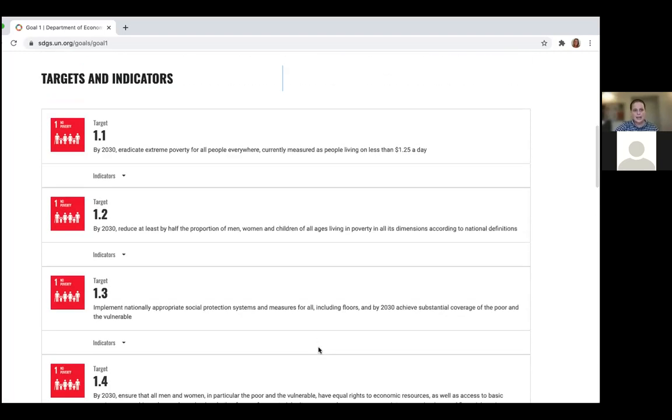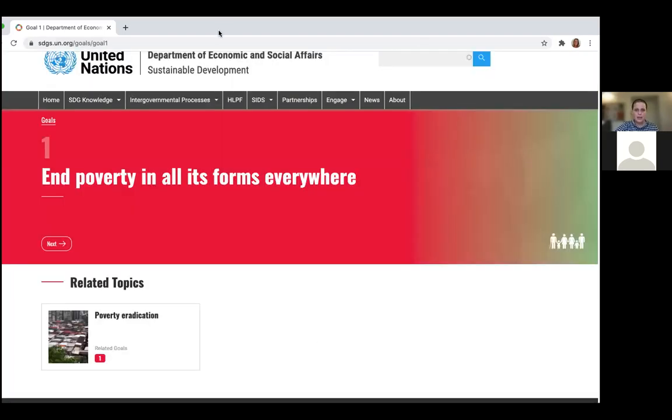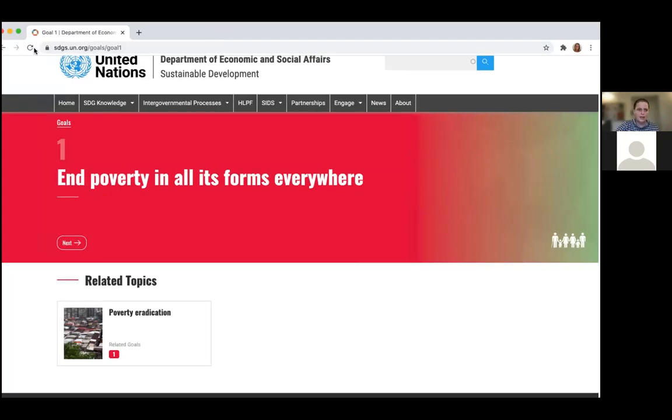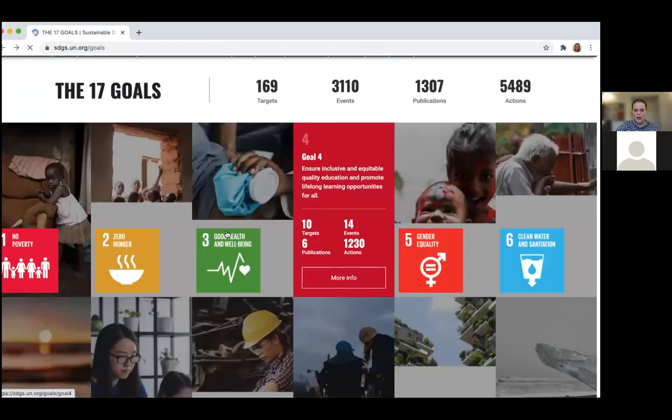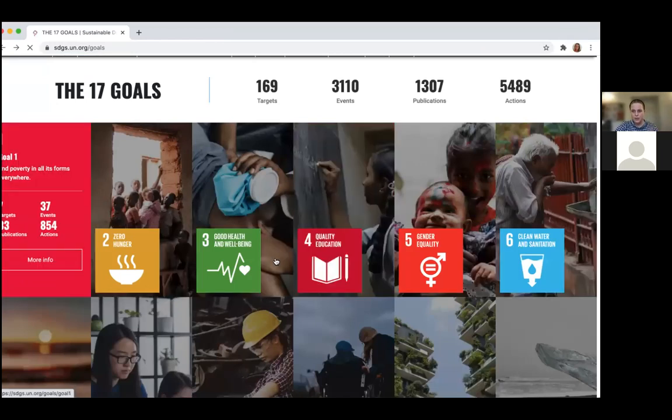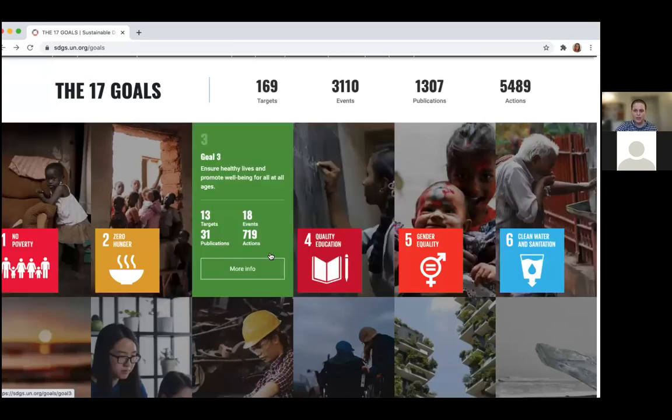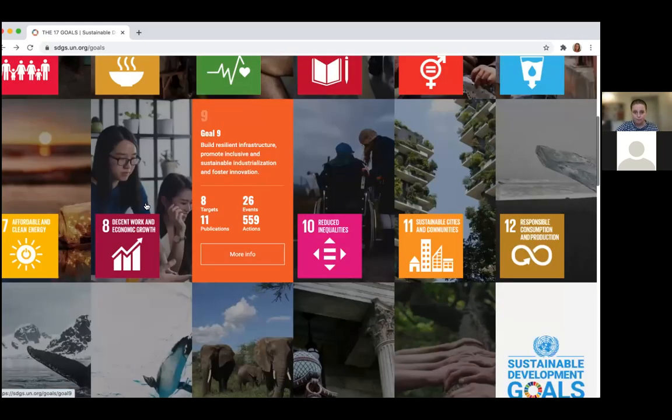So clearly, end poverty is a wide, very wide goal, but the goal can be very specific. For example, zero hunger, good health and well-being. Also, these ones are quite general, but let's see one which is a little bit more specific, like life below water. So goal number 14.